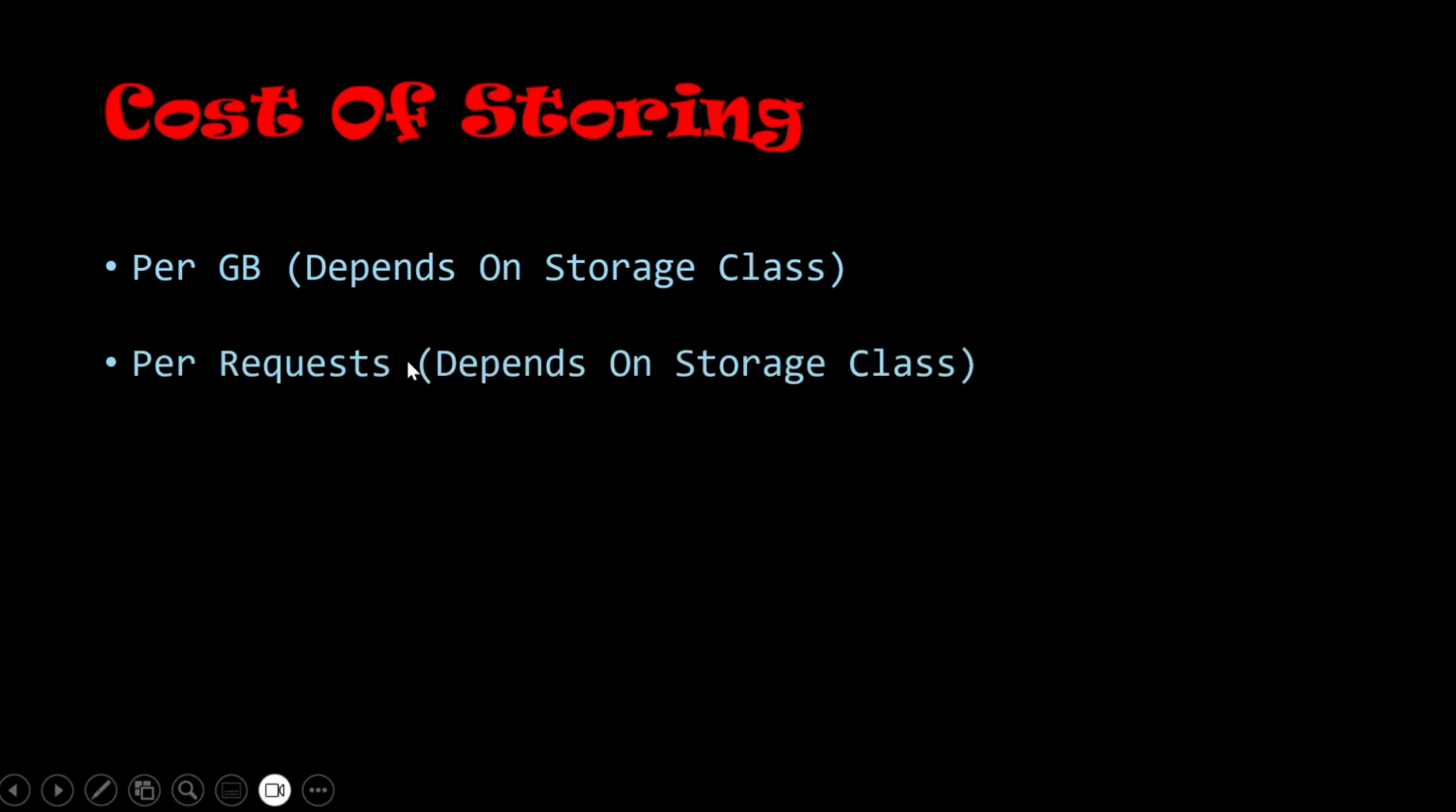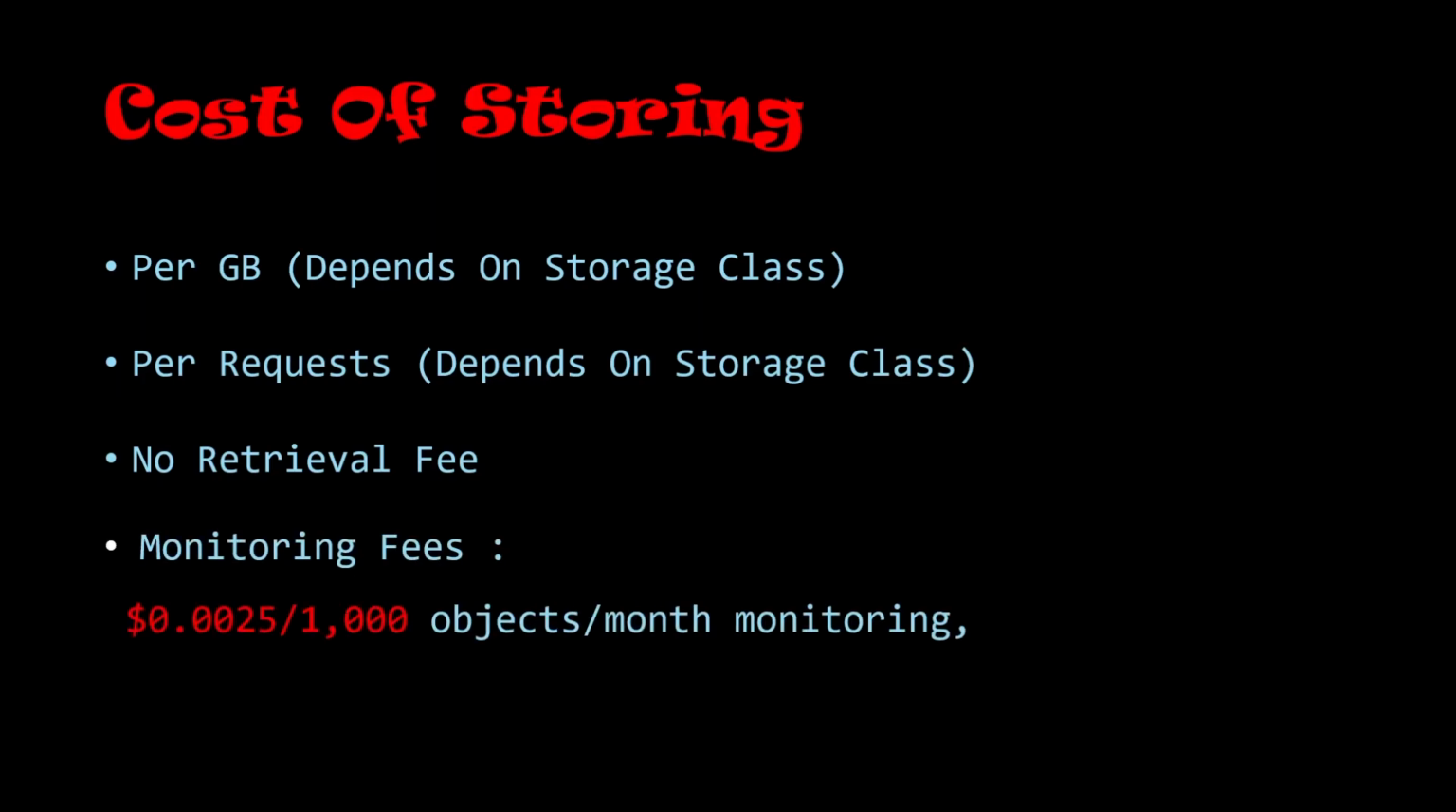You have to pay per request. This also depends on the storage class. And there are no retrieval fees. Even if intelligent tiering puts the object in standard infrequent access or Glacier, AWS won't charge retrieval fees. That's the beauty of this intelligent tiering storage class. And there is a small monitoring fee as AWS has to monitor the data. And there are no transition fees, which means when intelligent tiering moves the object from one storage class to another, this operation is completely free.